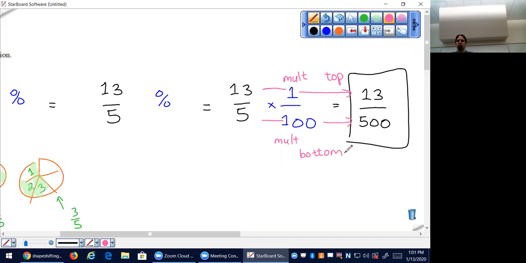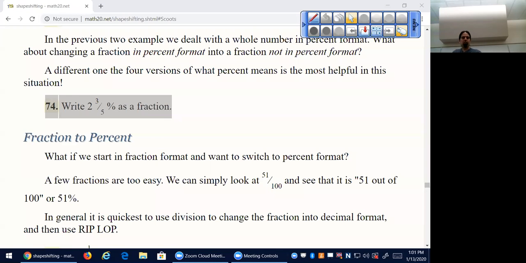Okay, don't fret too much about this changing mixed numbers into fractions. Mixed numbers in percents into fractions out of percents is not a common thing. So if that's just not something you get, that's okay.